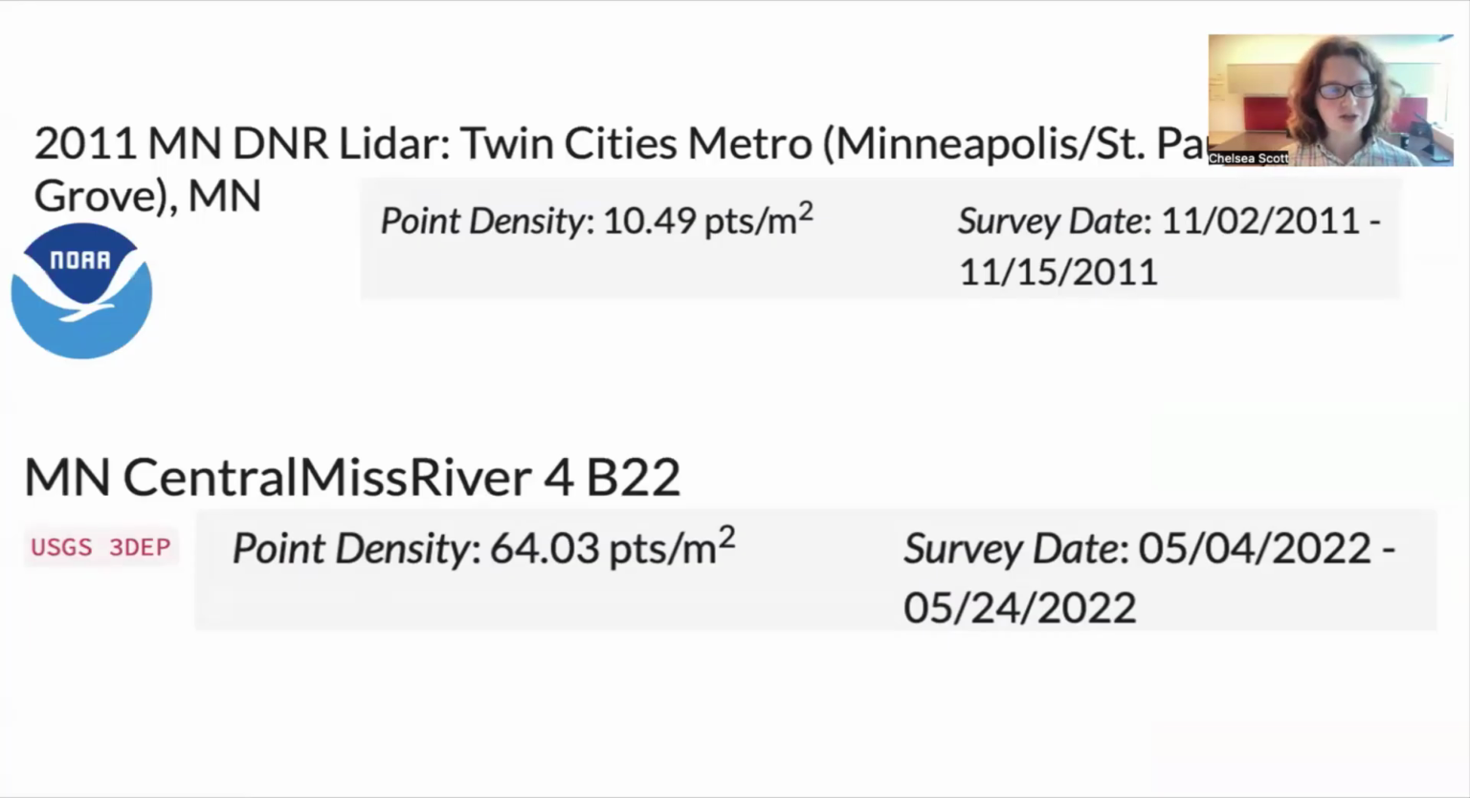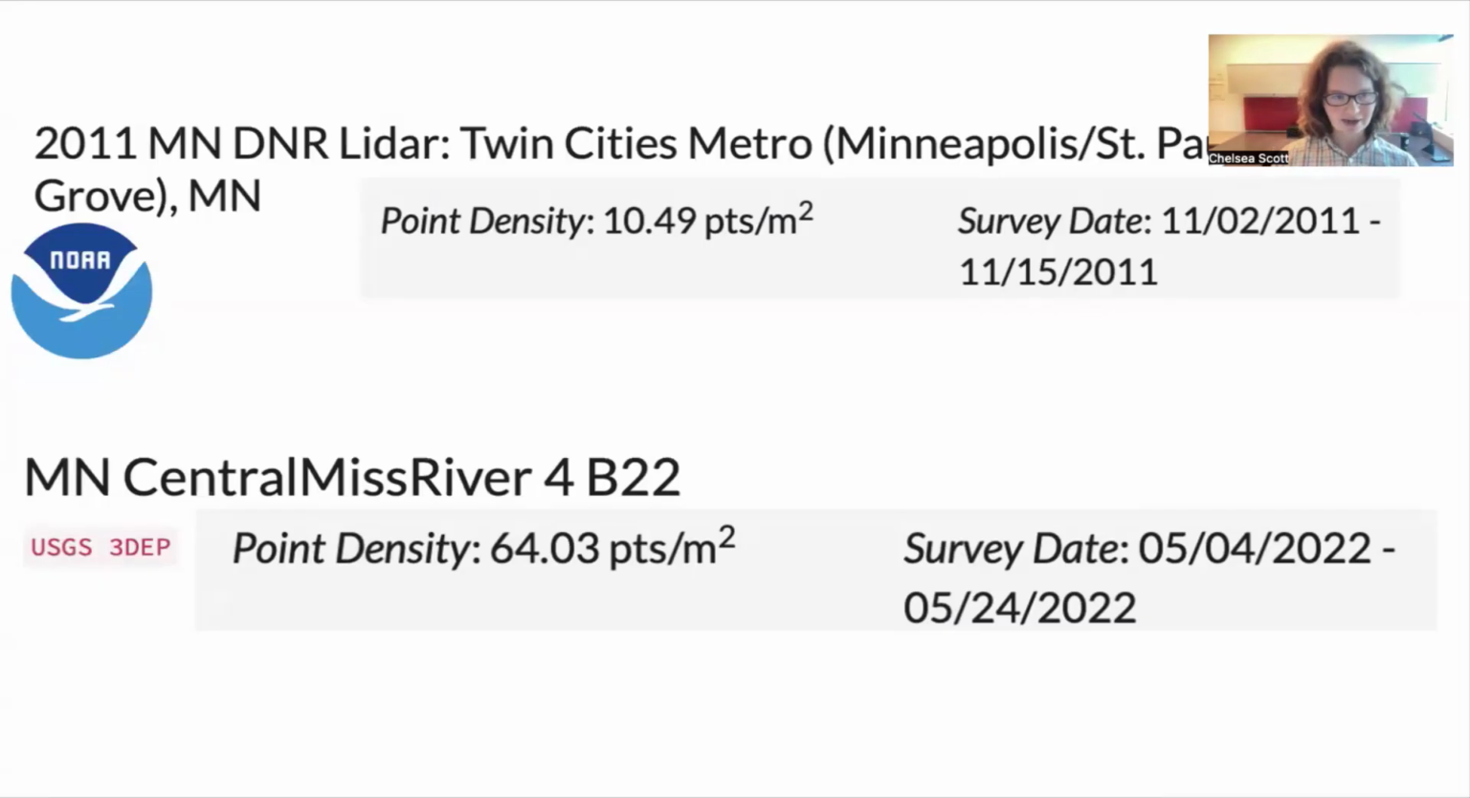The first is the 2011 Minnesota Department of Natural Resources data set spanning the Twin Cities metro area. This was a NOAA data set, and it has about 10.5 points per square meter. It was collected in the first few months of November in 2011.